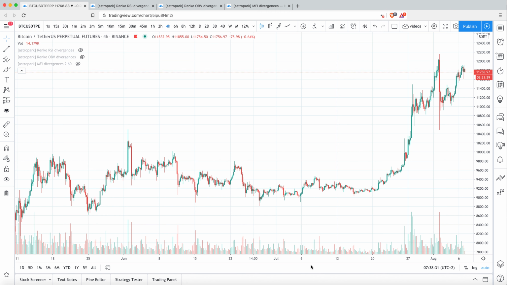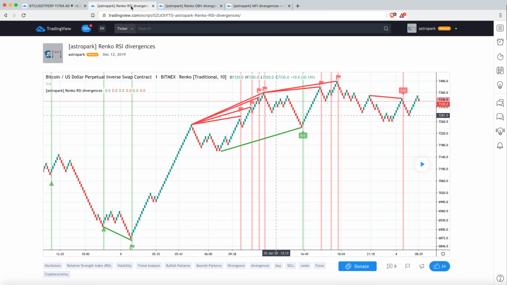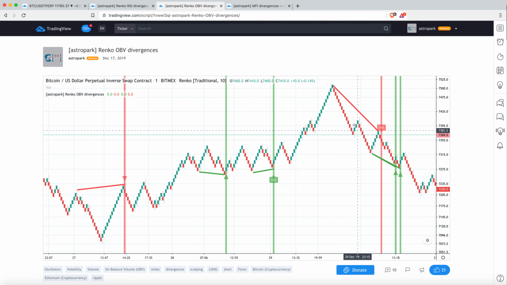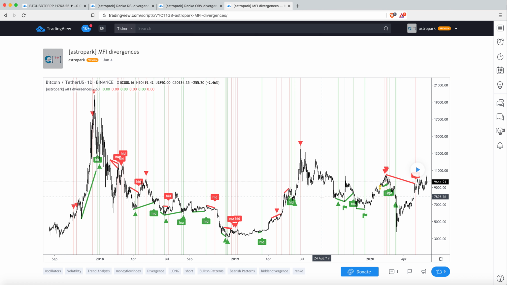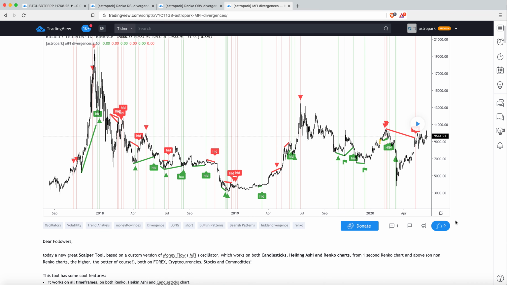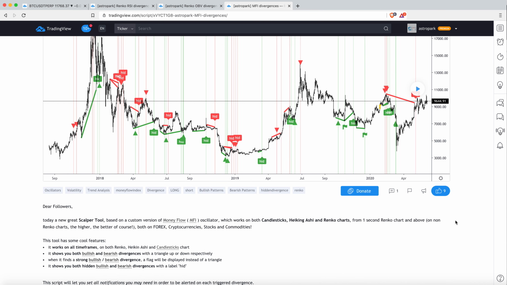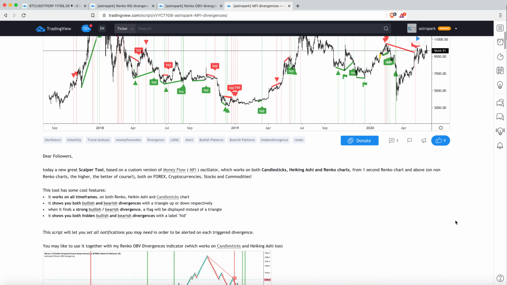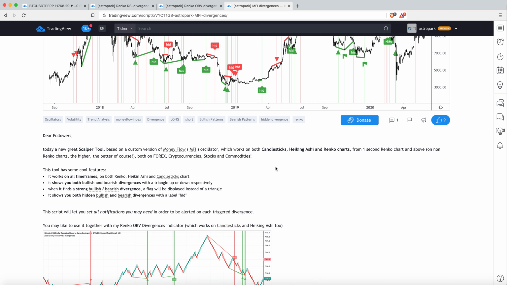Hi guys, this is Astropark and today I'm going to show you how to use my Renko Divergences indicators. I've published three indicators on this field, one on RSI, another one on balance volume, and another one on money flow index. Of course, the basic indicator used is different. One is RSI, another one on balance volume, this one is money flow index, but they work also on candlestick, on Heikin-Ashi, and on Renko charts.